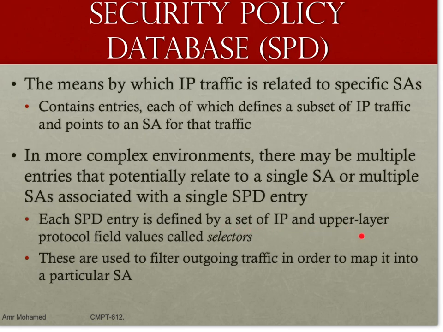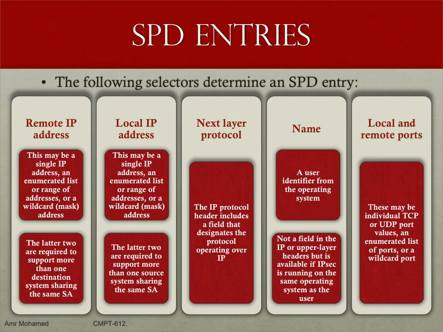defined by a set of IP and upper layer protocol fields called selectors. So these selectors are the criteria based on which I can match traffic to a particular policy in the security policy database, and based on that, I fetch the security parameter index, which is the primary key to the security association database. So these are used to filter outgoing traffic. By outgoing traffic here, I mean outgoing to the tunnel. Okay? Sorry, this is the terminology that we use. Outgoing traffic means outgoing to the tunnel, in order to map it into a particular security association. So these are defined by the selectors.